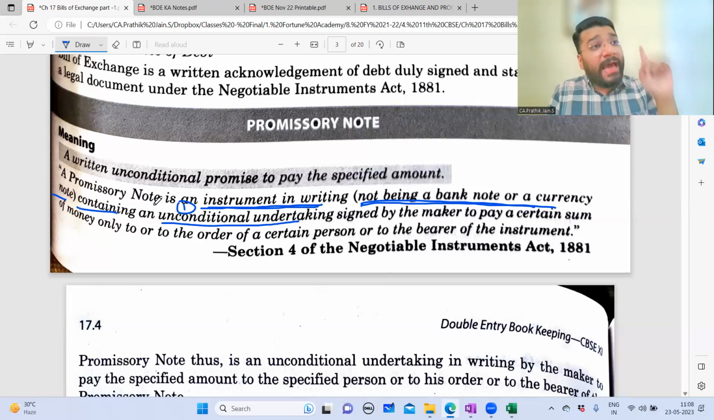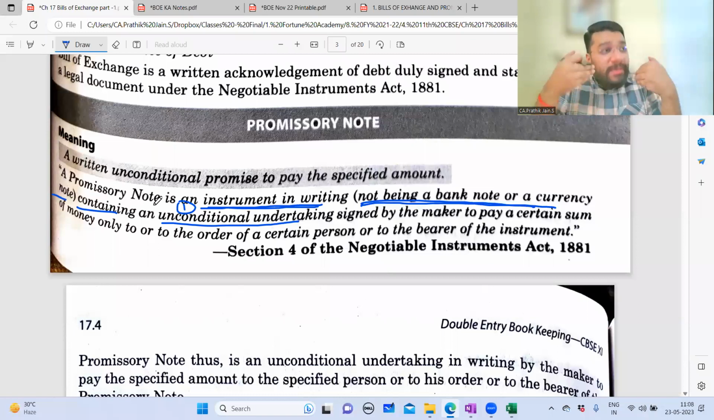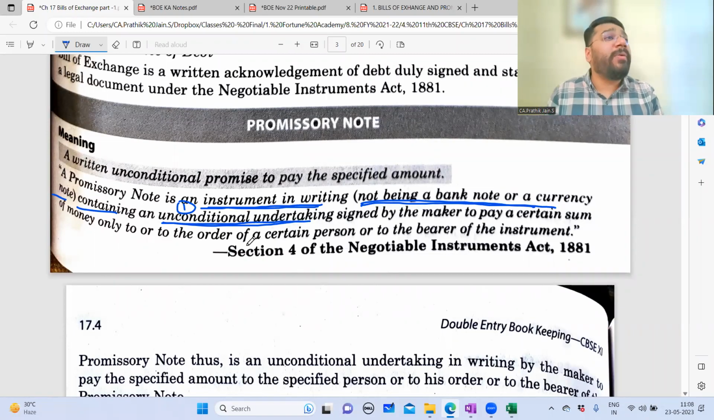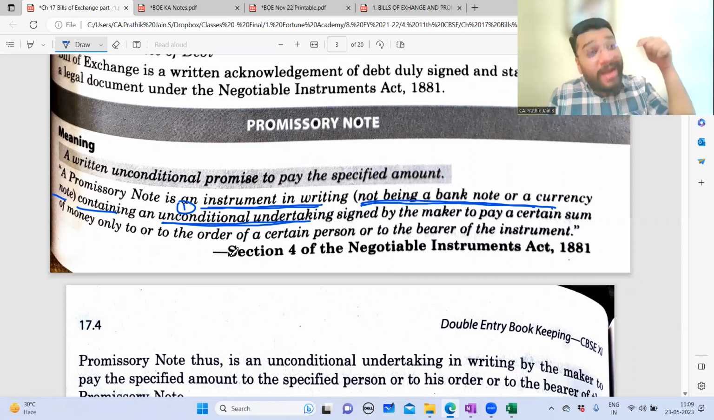Point number one. In the bill of exchange it was an unconditional order, because the seller was ordering the buyer to make the payment. But here, who's preparing the document? The buyer himself. So he is undertaking. He is himself accepting that I'll make the payment to you. So it's an unconditional undertaking. So you might get a question that in case of promissory note, it is an unconditional order by the seller. True or false? False. It is an unconditional undertaking.